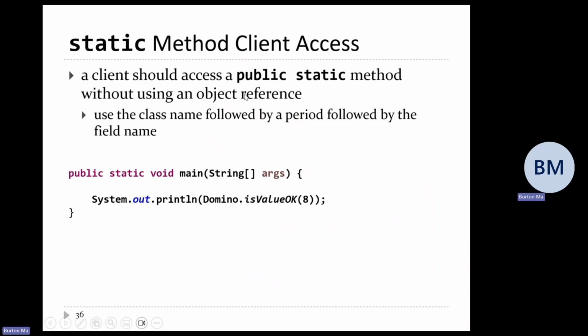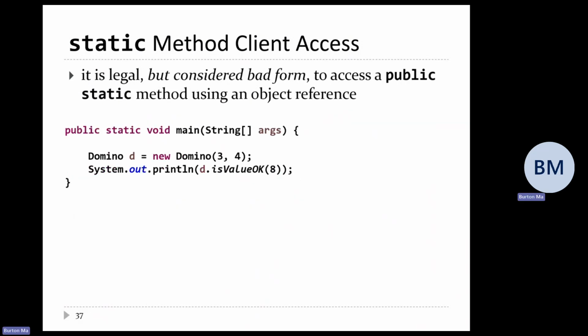All right, so when you call a static method, you use the name of the class to call the method, just like when you access a static field, you use the name of the class to access the static field. However, just like with a static field, you are allowed to make an object and then access the static method. This is legal, but considered bad form. Right? So if you're trying to access a static method, use the name of the class. Don't use the name of an object, even though it's legal. The reason you don't write it this way is because a more experienced programmer will look at this code and say, isValueOK is a non-static method, you need an object to call it.